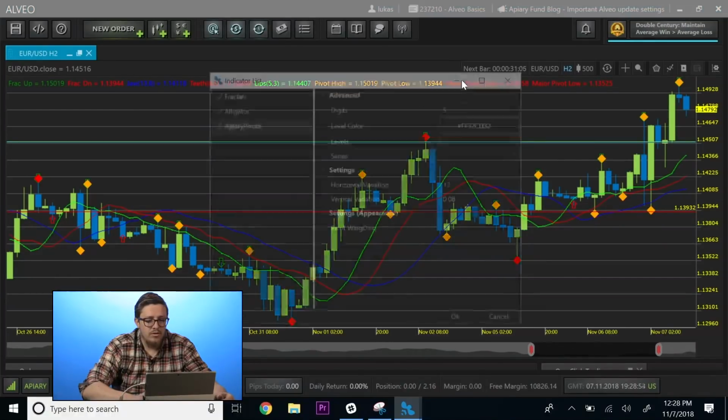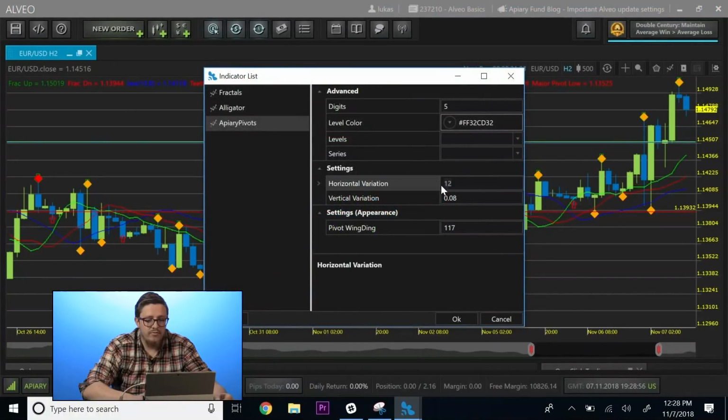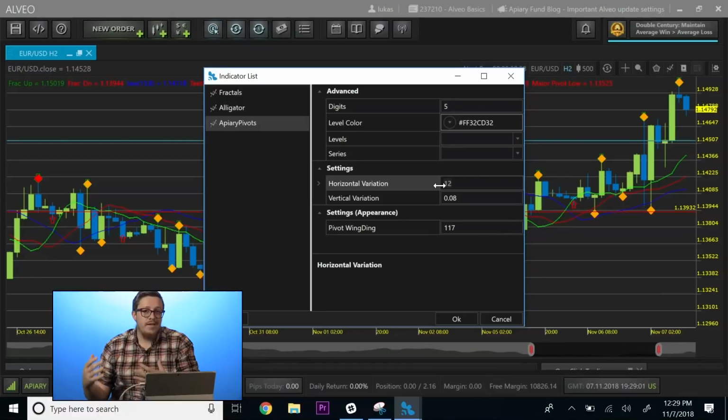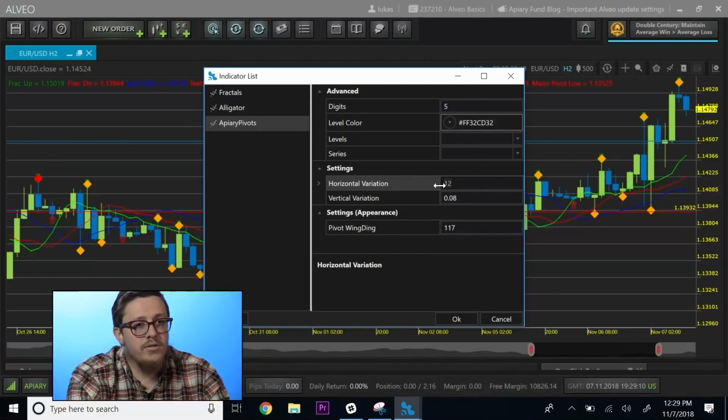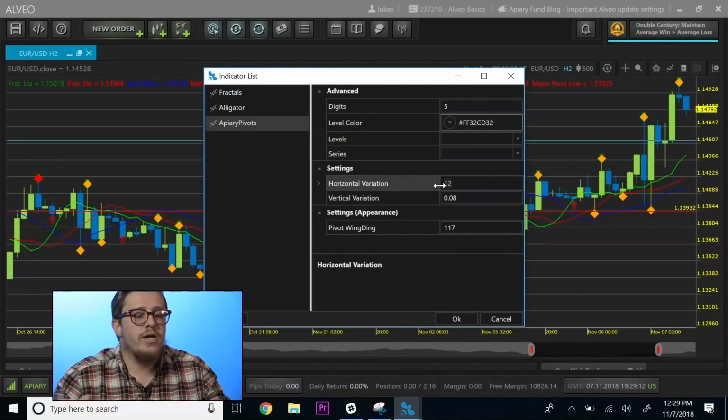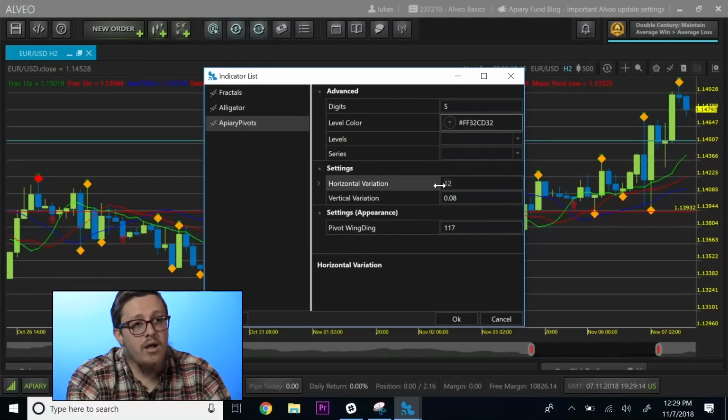The larger you set this number for the horizontal variation, that horizontal variation is: I have a bullish candle, how many bearish candles do I need in a row after that bullish to form that pivot? So by setting that horizontal variation to 12, you're pretty much filtering out any change in direction, and you're strictly relying on reversals. We're only looking for where price changes by a certain amount.